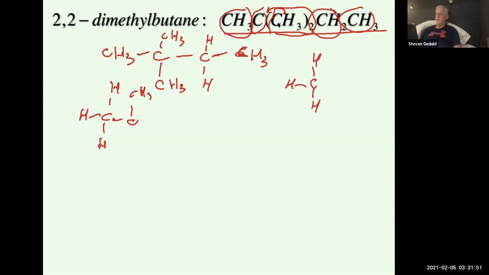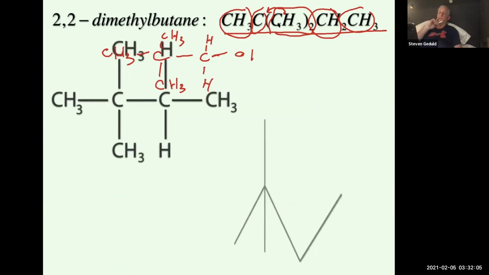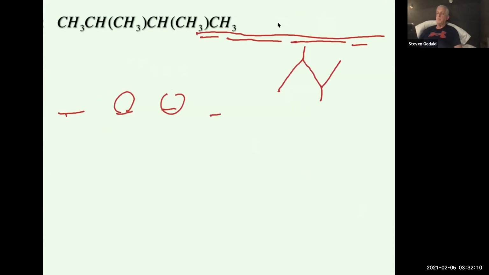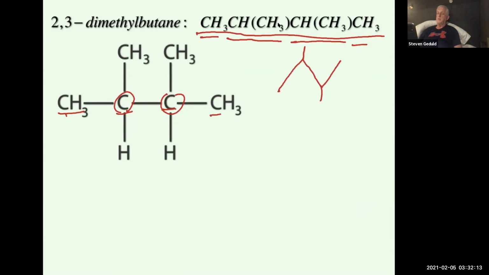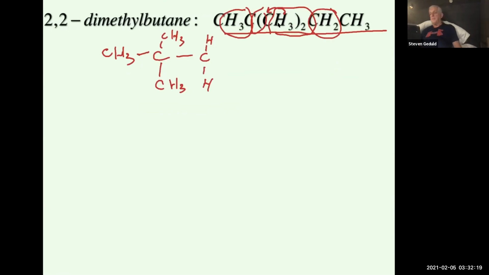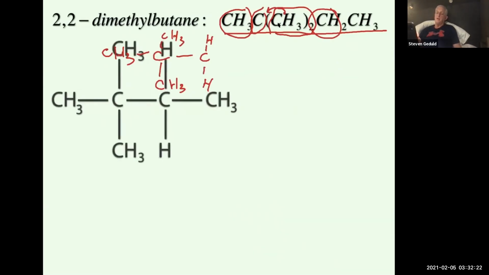So now, let's look at the line formula. So here's the structural formula. There we go. Okay, so here's our structural formula. Again, two CH3s attached to a carbon, CH2, and a CH3. That matches all of those.